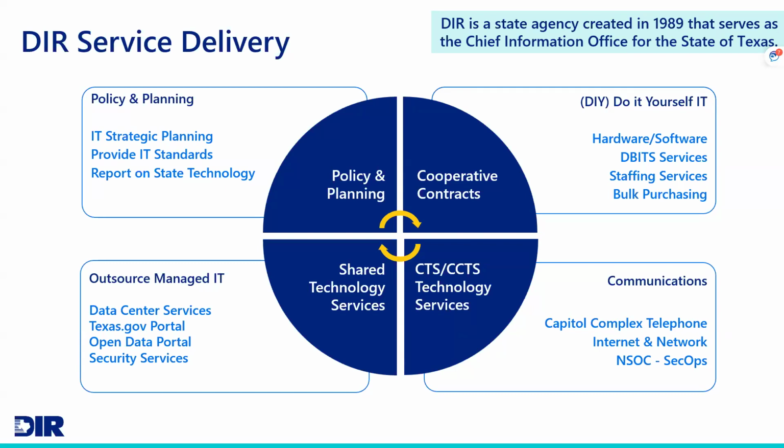And then, of course, policy and planning. We do that IT strategic plan for the state of Texas. What is that for the next year? What about 3 years, 5 years down the road during that more long-term strategic plan? We also provide IT standards for the state of Texas, as well as being resources to you, our customers, and helping you set IT standards. And then, of course, the legislature always wants to know what's going on with technology. So we're always busy reporting on the state of technology to leadership as well.